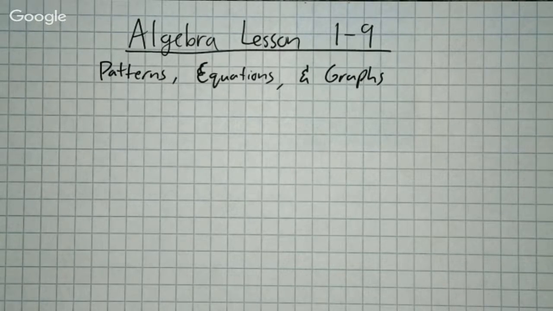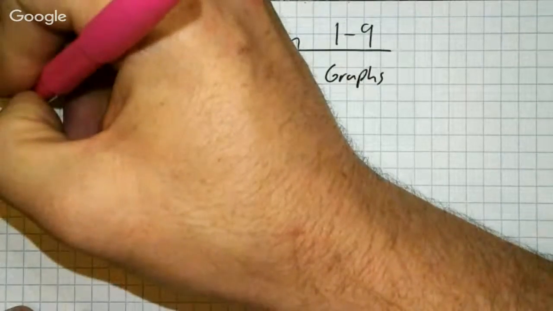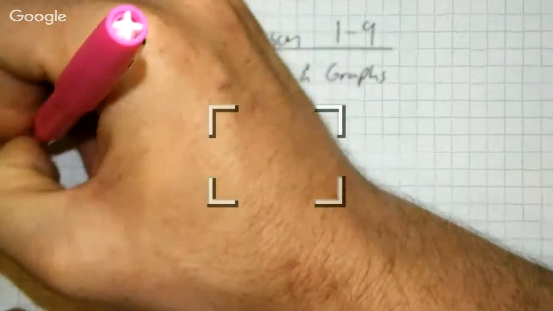Algebra lesson 1-9, the very last algebra lesson before we have our test. So let's go ahead and get started. It's not too long of a lesson today. We're going to be talking about patterns, equations, and graphs. So let's go ahead and get started with our anticipatory set.